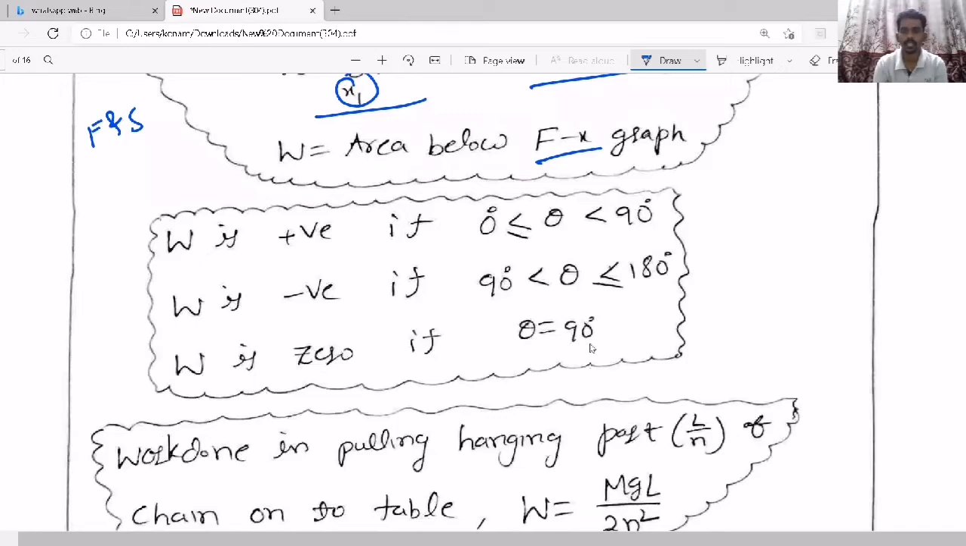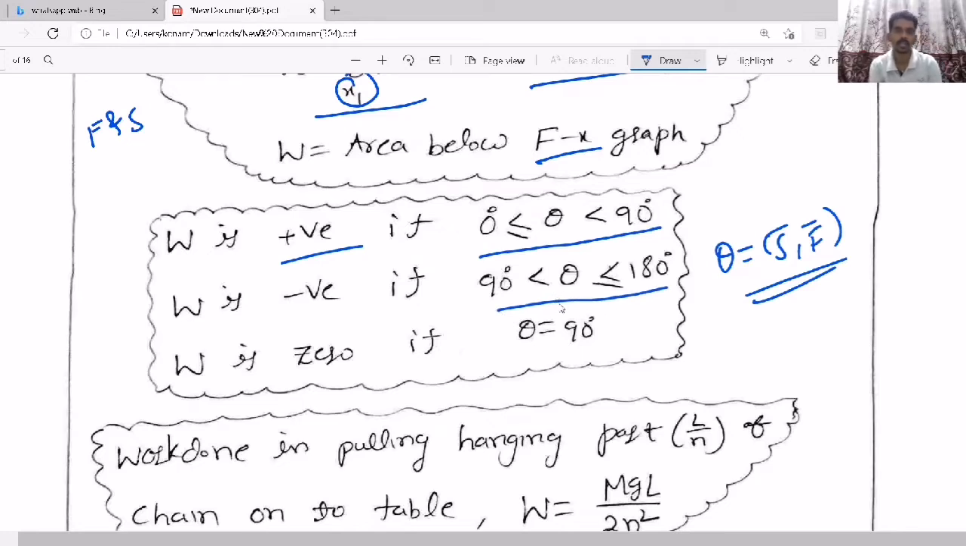And work done can be positive, work done can be negative, work done can be zero, depending on the angle between displacement and force. The angle between the displacement and force vector decides whether the work done is positive, negative, or zero. Where the angle is acute, that is positive; angle is obtuse, between 90 to 180, then negative. And exactly 90 means work done is zero.